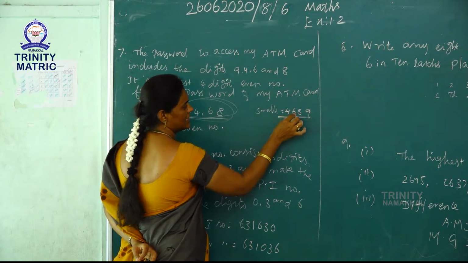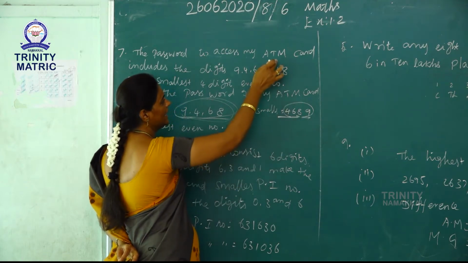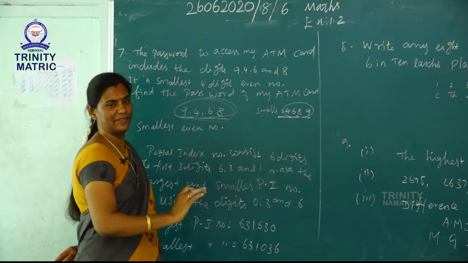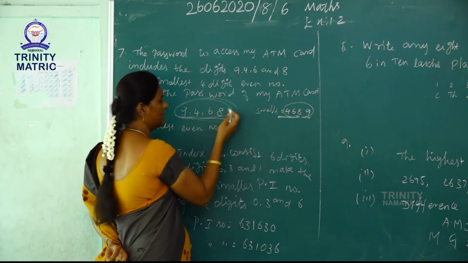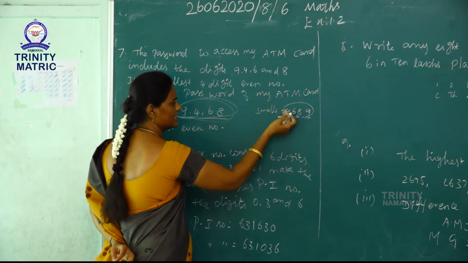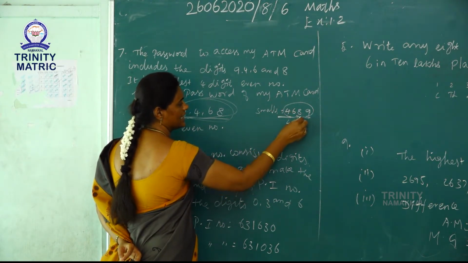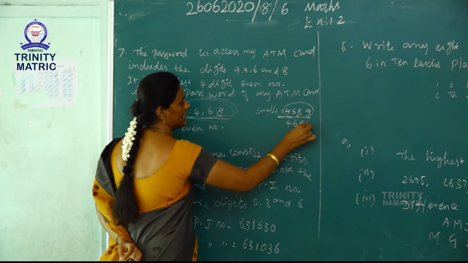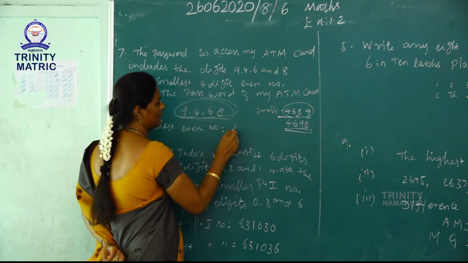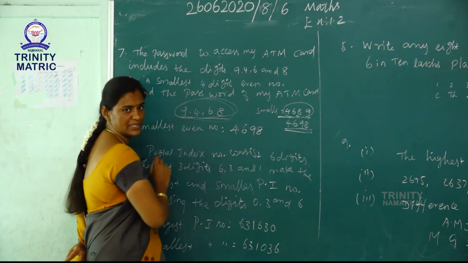See, that is 4, 6, 8, 9, which is an odd number. But the ATM password is the smallest 4-digit even number. From these digits we found the smallest number, but that smallest number is an odd number. So using these digits we find the smallest even number. Here this 4, 6, this 89 you write 98. This is the smallest 4-digit even number. That is, the smallest even number is 4, 6, 9 and 8 by using these numbers.